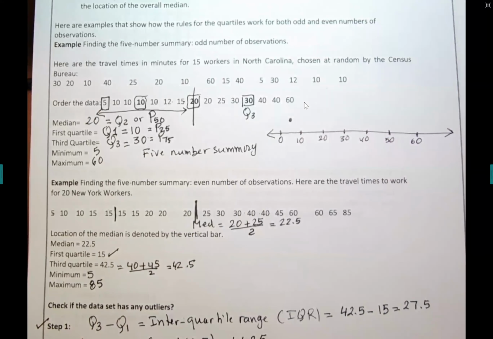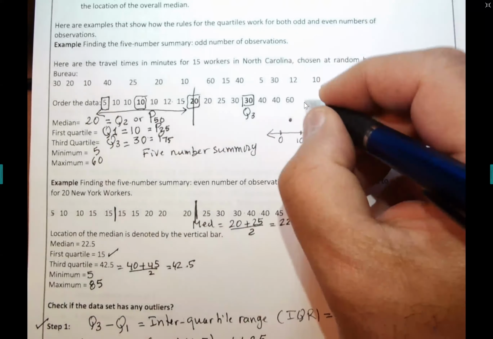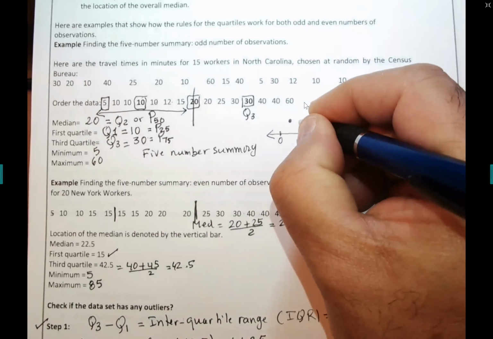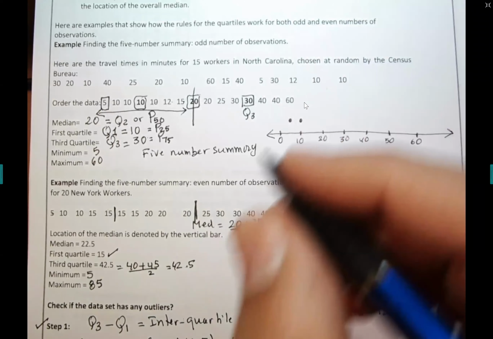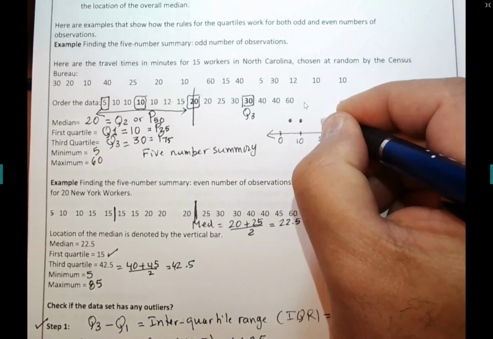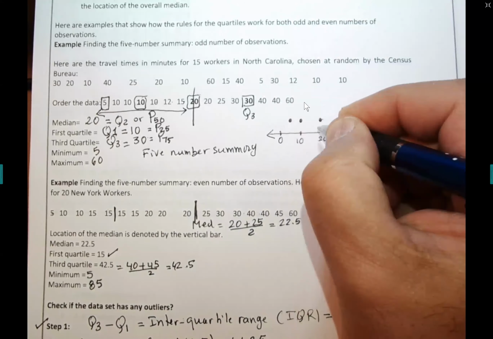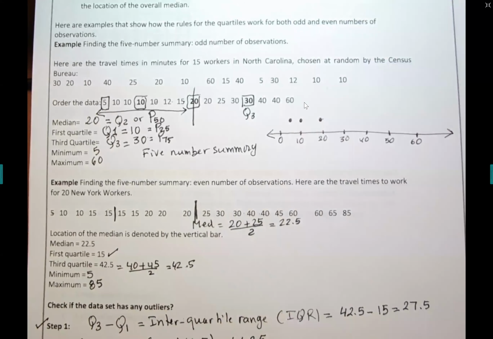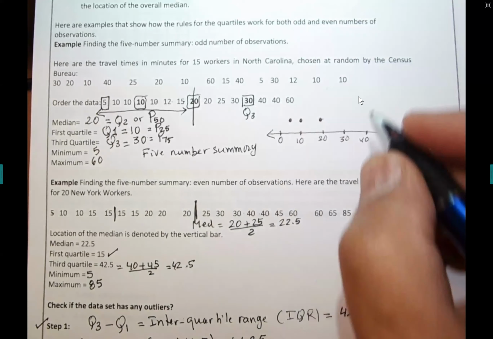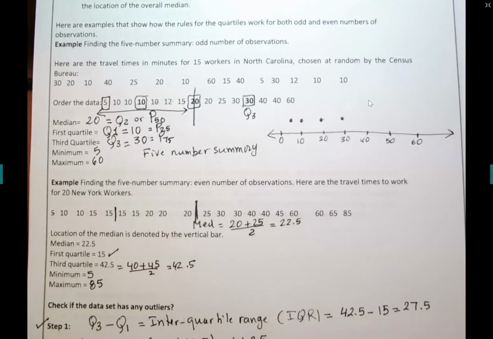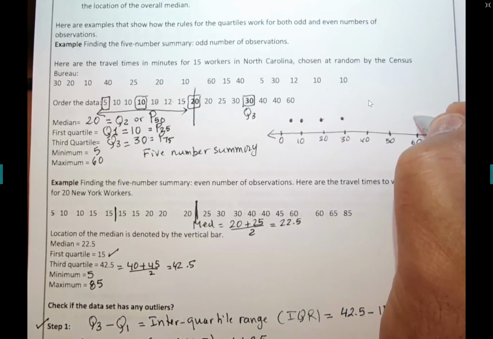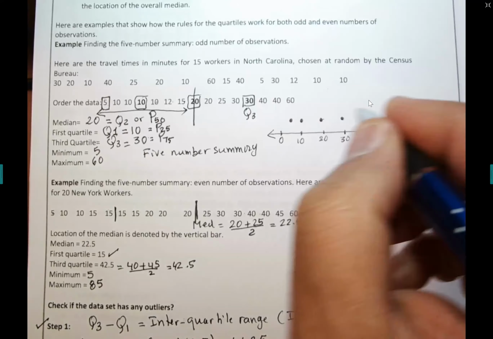That's the minimum. Then I need Q1, the first quartile, which turned out to be 10. So it's right here. Then I need the median, which is 20, right here, guys. And make sure your dots are aligned horizontally. Then you need the third quartile, which is 30. All right, right here. And then finally, I need the maximum, which is 60.